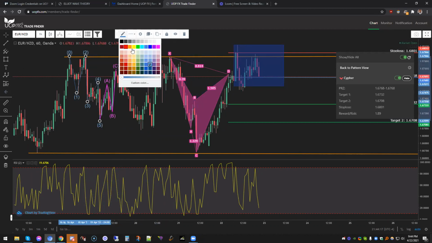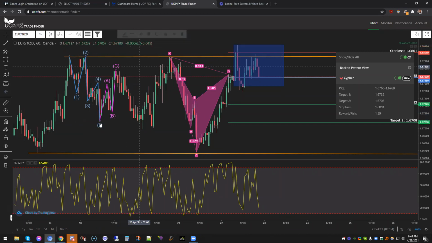Let's make this one look nice as well. Let's see, we can leave it in blue. Just make the line thicker. Okay, so this is 5 waves down, 3 waves up. And this is most likely 5 waves down as well, in a very corrective, impulsive way.